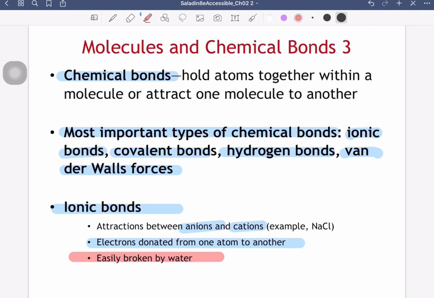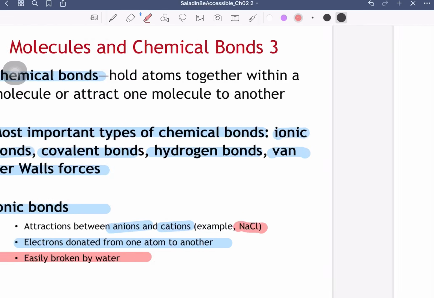Now, look at the example we're looking at: sodium chloride. Table salt. Think of your table salt right in front of you. It's a solid. But when it gets into the body, the sodium and the chloride often dissociate. What does that mean? They separate. So they're broken apart easily in the water.